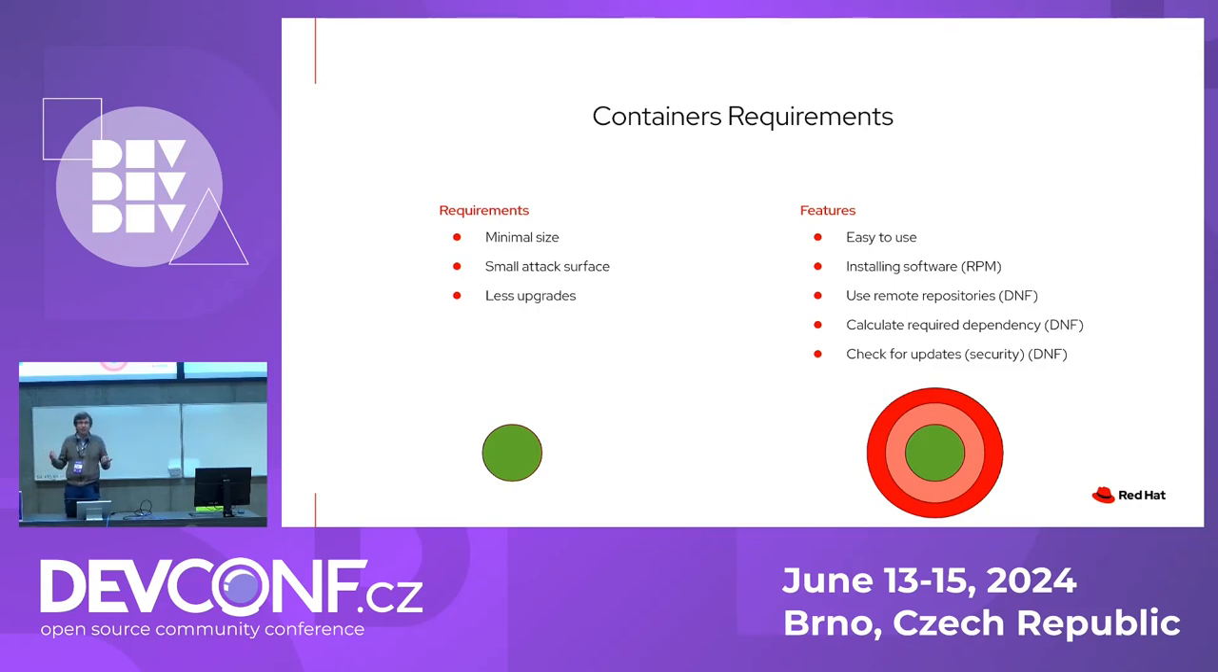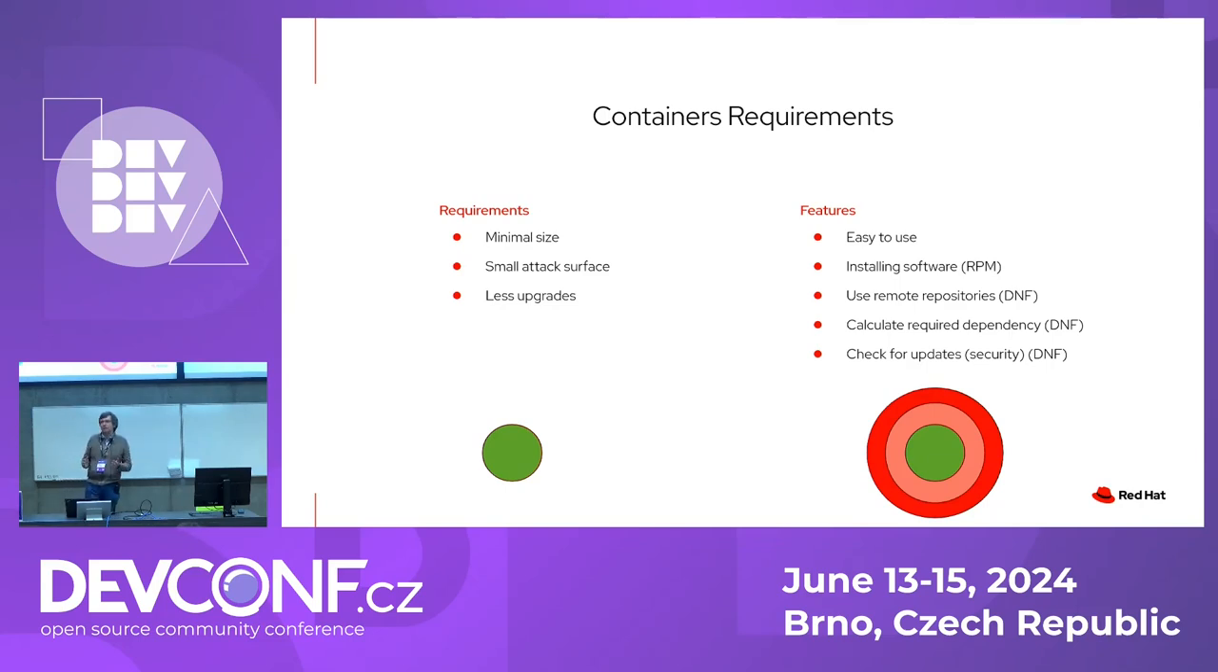From the software management, what does it mean? It means I should still be able to install software. I should be able to download software from remote repositories, and not only what I need, but also all dependencies. And at the end, I really need to check whether my container is still secure or doesn't need any updates. It's not only important to think about what you need, but when.